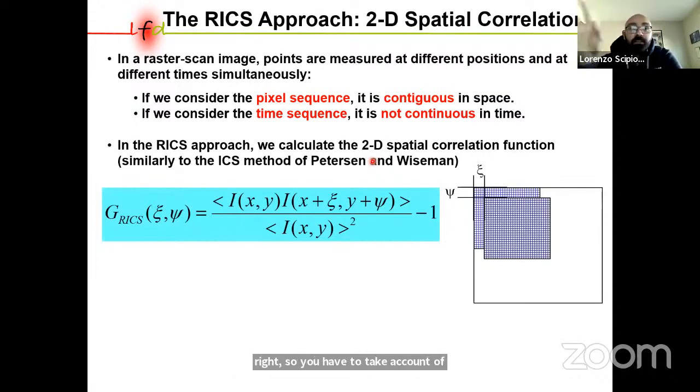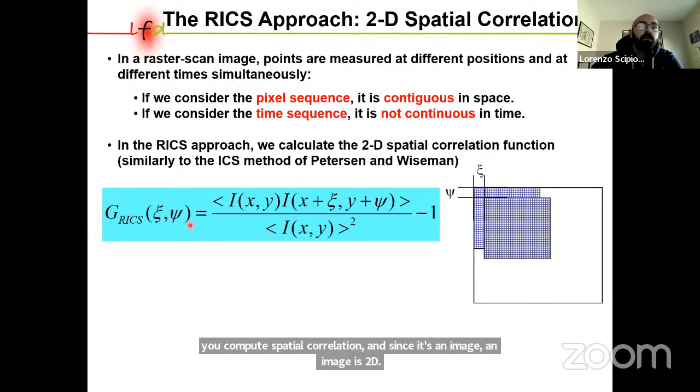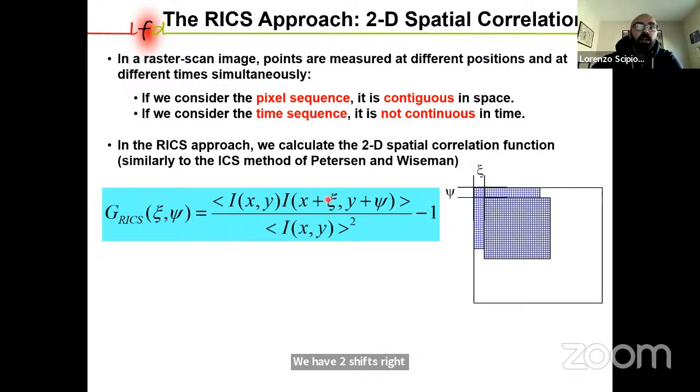And instead of FCS, where you compute temporal correlations, here you compute spatial correlation. And since an image is 2D, we have two shifts, right? A shift along the X and a shift along the Y. But the formula is pretty much the same.